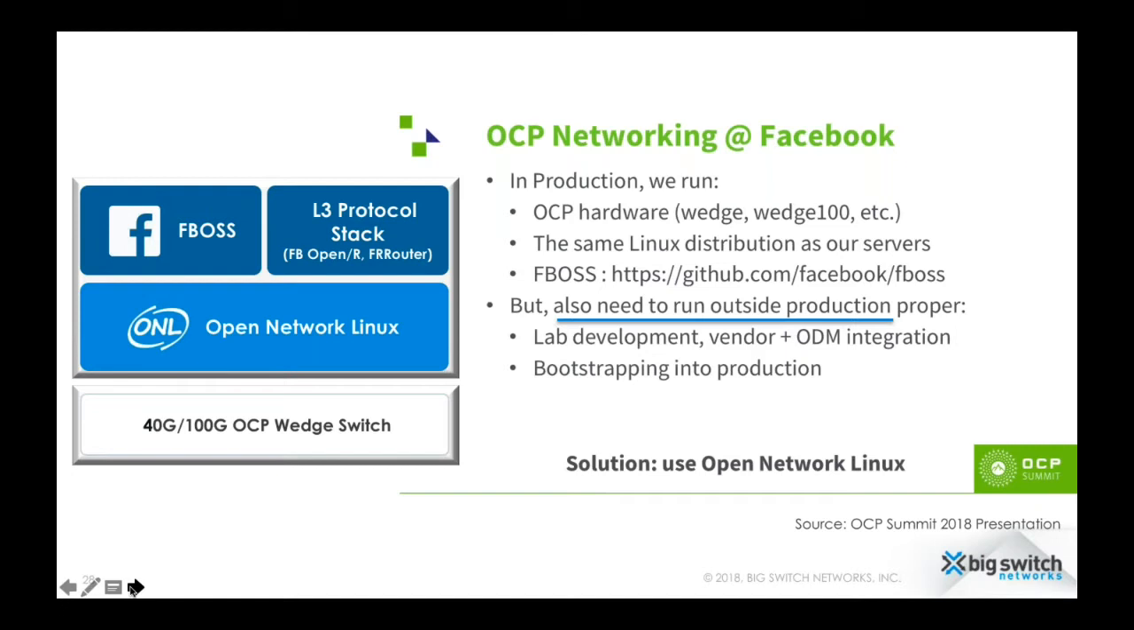Next is Facebook, and Facebook has FBOSS. They've also announced OpenR, their own routing stack. And if we look at the architecture, it fits in really nicely with FBOSS and OpenR leveraging ONL and ONLP, running on, for example, Wedge switch hardware. And Facebook shared that they need to run FBOSS outside of production, in areas such as labs, in bootstrapping into production, and in how they integrate with the vendor and ODM environments. These are the use cases where they see leveraging FBOSS on ONL as very important, bringing speed and flexibility to their environment.